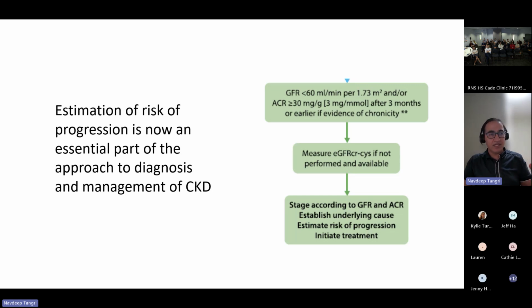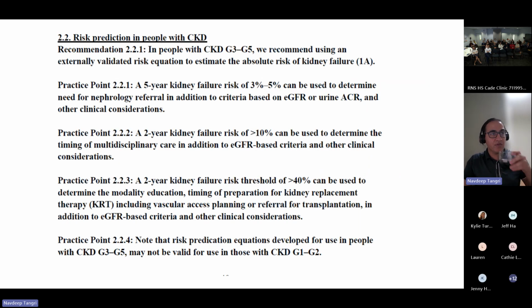And then this. Stage according to GFR and ACR, that's old. Establish underlying cause, that's old. Estimate risk of progression, that's new, prior to initiating treatment. So the guidelines recommend that you should estimate the risk of progression and account for the heterogeneity for people with chronic kidney disease. So let's start with the chapter where this comes from.